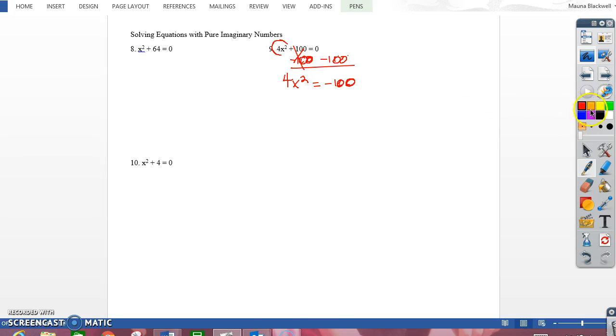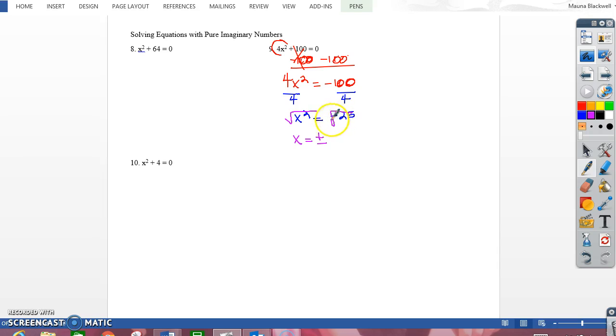Now, x squared is not yet by itself, so I'm going to divide by that 4 to get the x squared by itself. So I have x squared equals negative 25. Now remember, when we get to the x squared, we take the square root of both sides. So when I take the square root of both sides, remember x equals plus or minus whatever is over here.